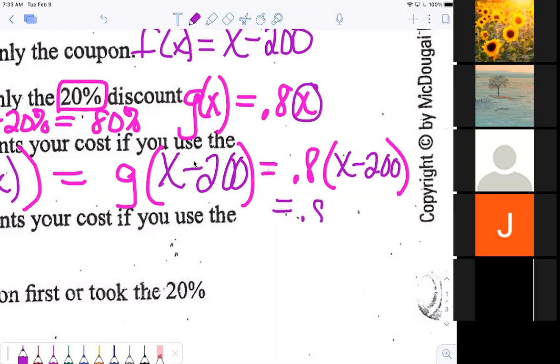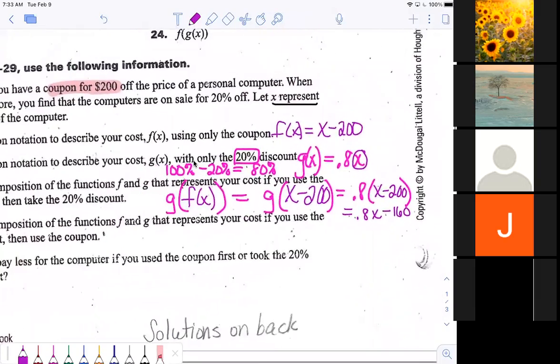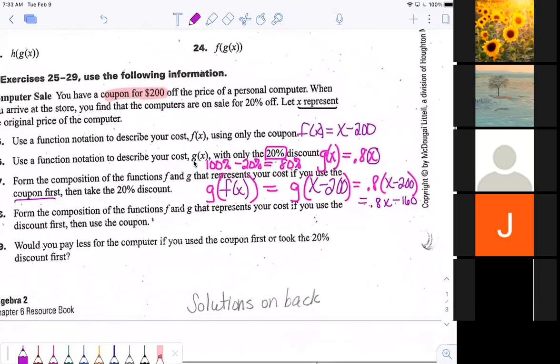So then I would have 0.8x. And then Valeria, what is 4/5 of 200, or 0.8 times 200? 160. Yeah. So I would find my discounted price, whatever I'm paying for this computer. I want to first subtract the $200, and then I'm applying that to the 20% discount.